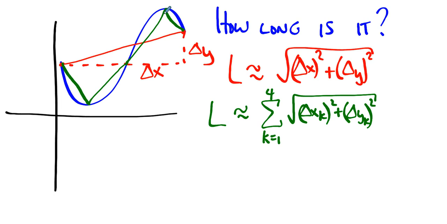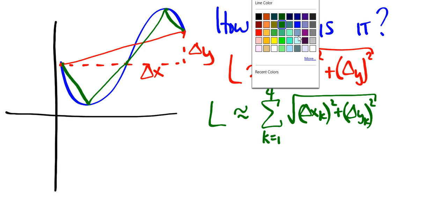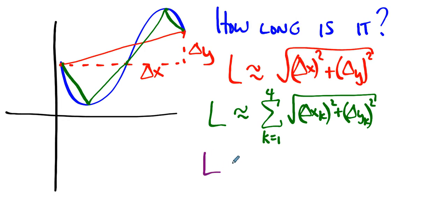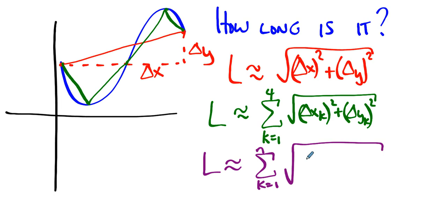And you're like, yeah, but that's just 4 segments. What if we had lots of segments? What if we had n segments, and the distance each time was the square root of delta x sub k squared plus delta y sub k squared? Then you'd start thinking to yourself, wait a second, I know where this goes. There are n of them. We let n get very, very large. We take a whole bunch of really, really small segments going all the way around.